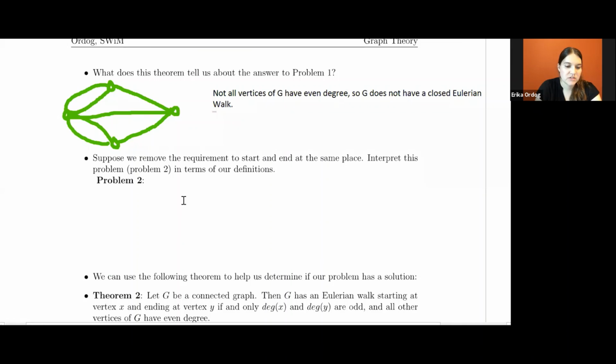Okay, so now suppose we remove the requirement to start and end at the same place. Let's interpret this problem in terms of our definitions. Why don't you pause and try to answer that on your own. Okay, now that you're back, all that we're removing is the requirement to start and end at the same place. So we're not requiring that the Eulerian walk is closed anymore. So our question is, does G have an Eulerian walk?